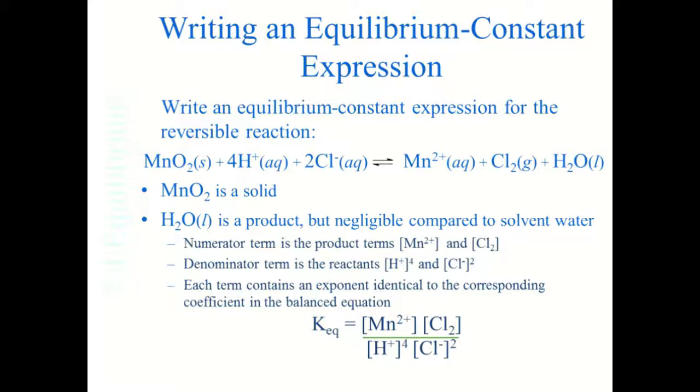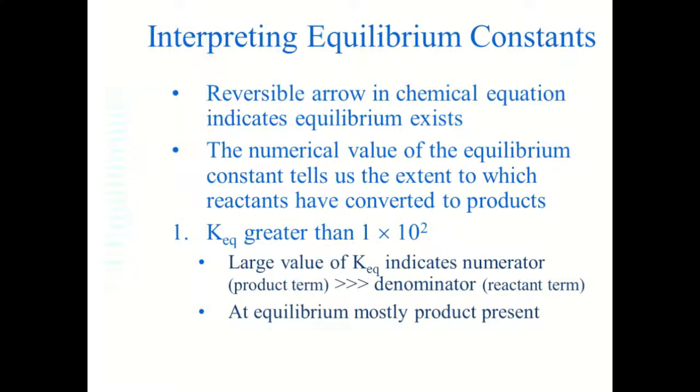Write an equilibrium expression for this reversible reaction. So what should I include? Should I include that? Yes. Should I include that? No. That is why it's not here. Does that make sense? Divided by, should I include that? No. Should I include that and that? Yes. So that's why you have only those two. Does that make sense to you all? Why we leave the solid and the liquid out? Okay.